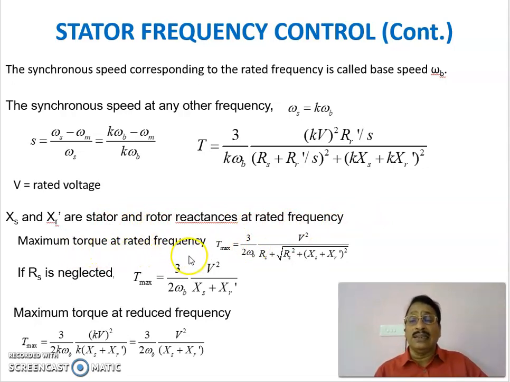Maximum torque at the rated frequency, Tmax, is given by 3 by 2 omega s into V square divided by Rr dash plus root of Rr dash plus Xs plus Xr dash whole square. Or if Rs is neglected, maximum torque is given by 3 by 2 omega s into V square divided by Xs plus Xr dash. For the maximum torque at reduced frequency, it is given by 3 by 2 omega s into V square divided by Xs plus Xr dash whole square. That is the stator frequency control.